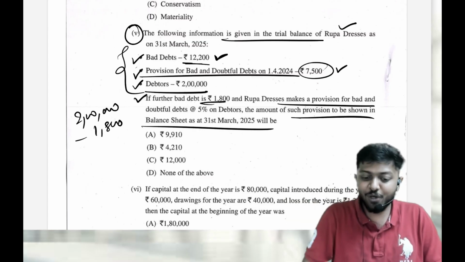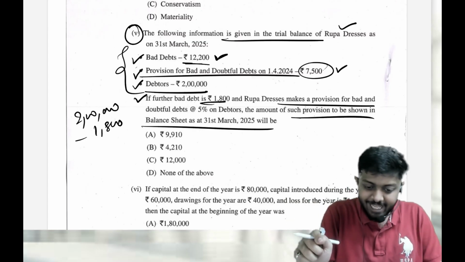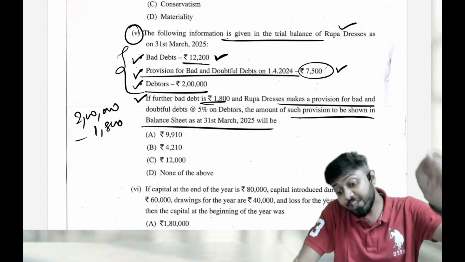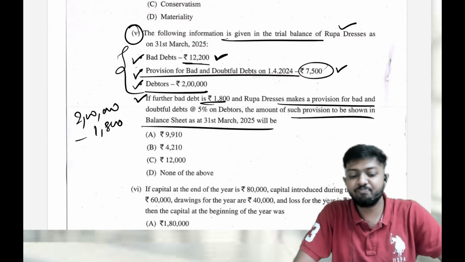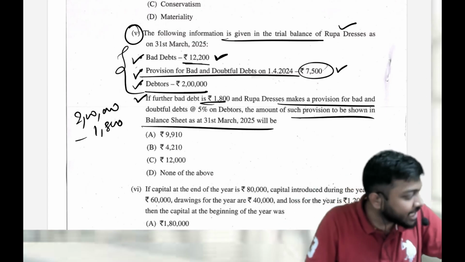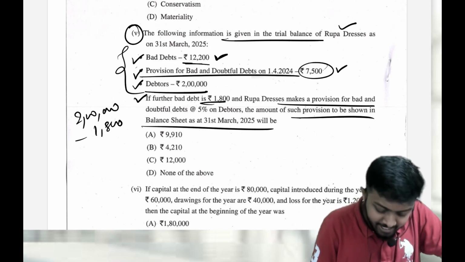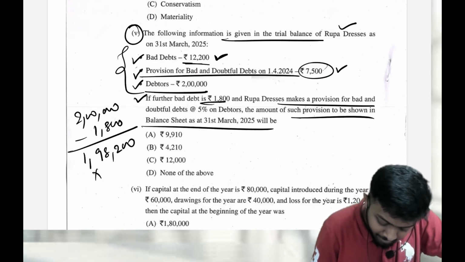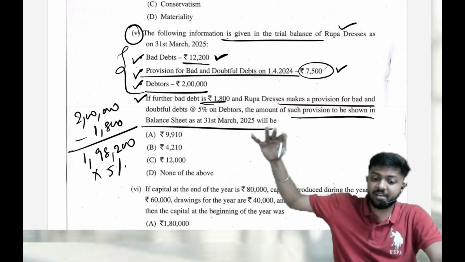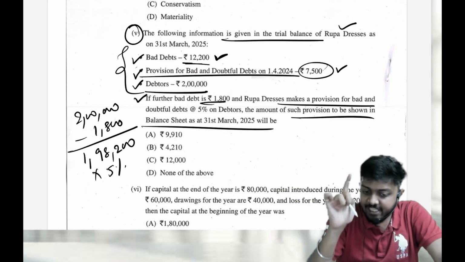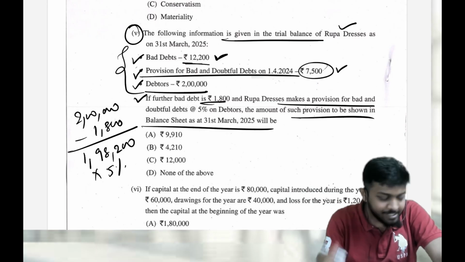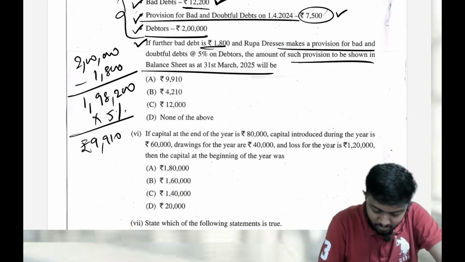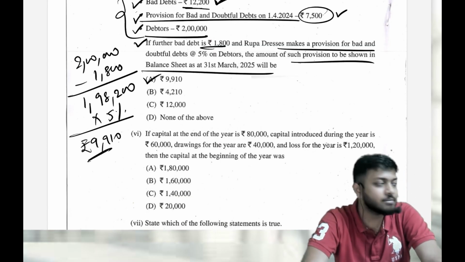It is there in the trial balance, no? If bad debts has come in the trial balance, debtors is also there in the trial balance. That entry is already passed. Debtors is already adjusted for the 12,200 bad debts. That's why it's there in the trial balance. The other bad debts which is not considered is 1,800, so I'm considering only that. Your balance becomes 1,98,200. Of this, 5% you have to maintain. What we are discussing now is how much you have to maintain. 5% of 198,200 comes to rupees 9,910. That is option A. All of you understood?